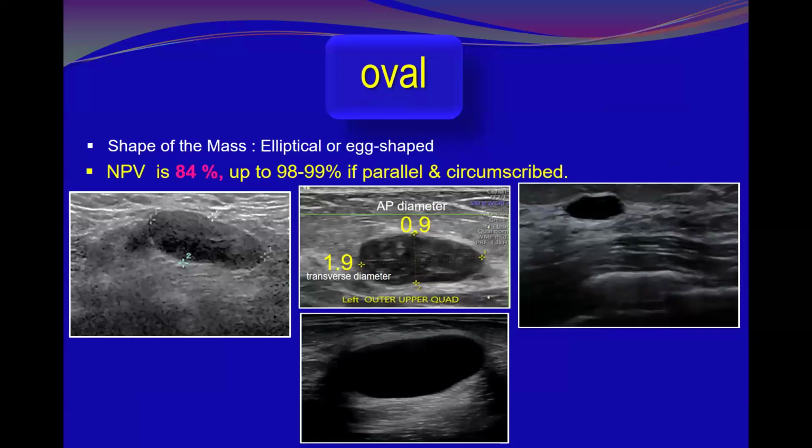What is the oval shape? The oval shape is elliptical or egg-shaped.